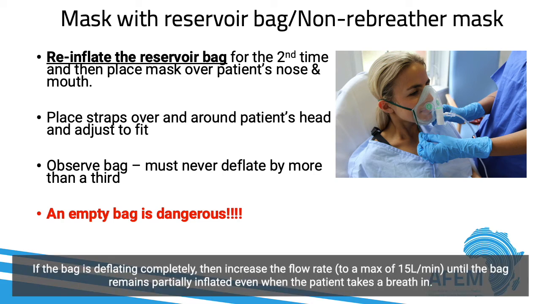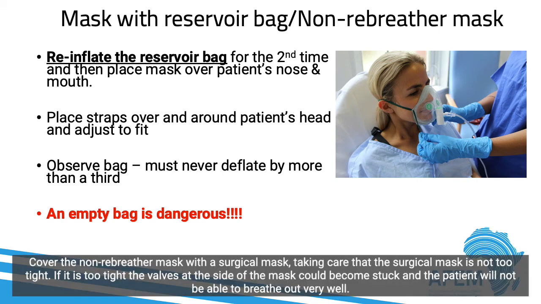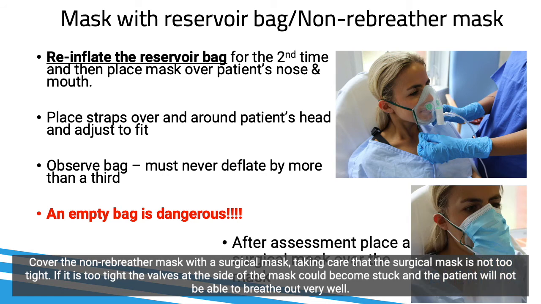If the bag is deflating completely, then increase the flow rate to a maximum of 15 liters per minute until the bag remains partially inflated even when the patient takes a breath in. Cover the non-rebreather mask with a surgical mask, taking care that the surgical mask is not too tight. If it is too tight, the valves at the side of the mask could become stuck, and the patient will not be able to breathe out very well.